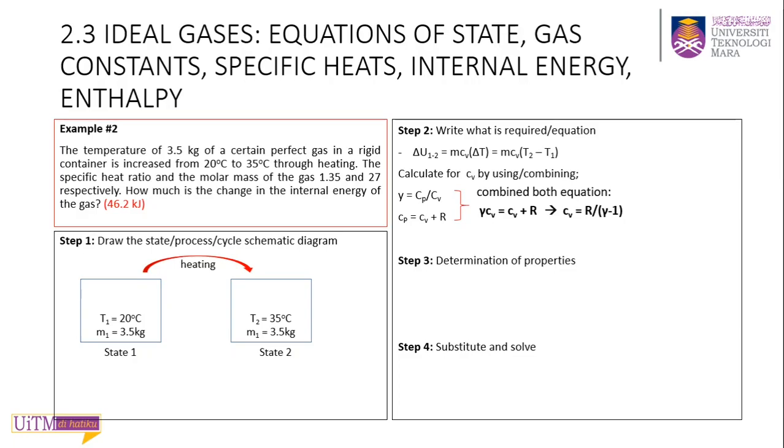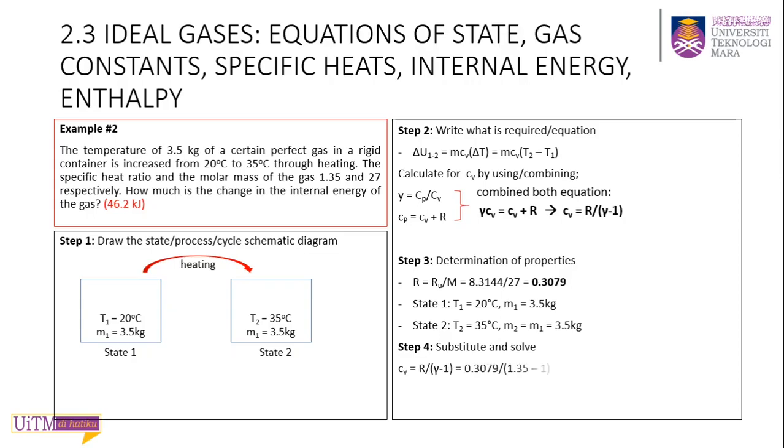For step 3, to find the required properties, the first property which we have to calculate is R, the gas constant. We can calculate it using the following equation, and the value for R here is 0.3079. For state 1 and state 2, since there are no properties which we have to find, we still have to write it down.